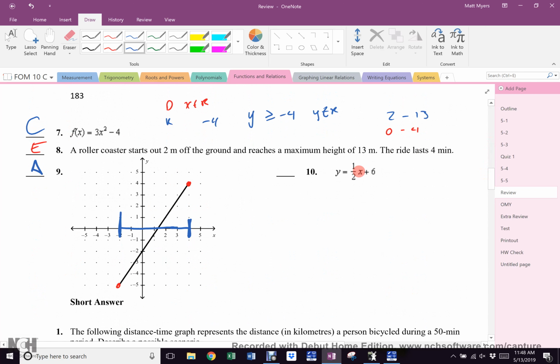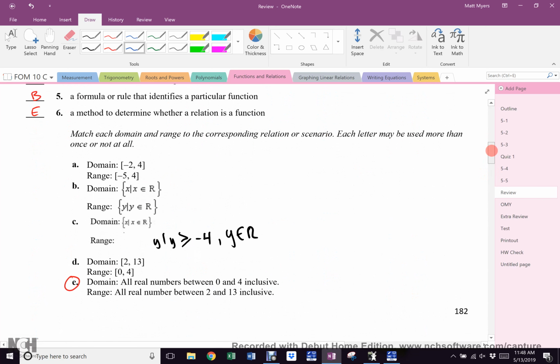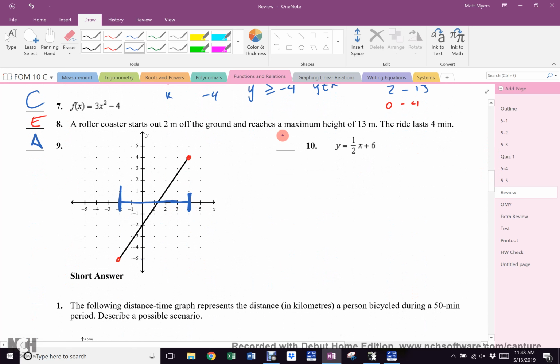And this one is, of course, what? B, everything. Because no matter what I put in for x, I can divide it by 2 and add 6. Okay? Everybody cool?